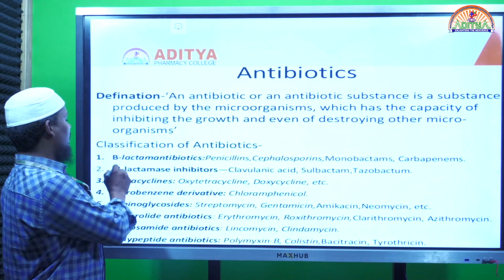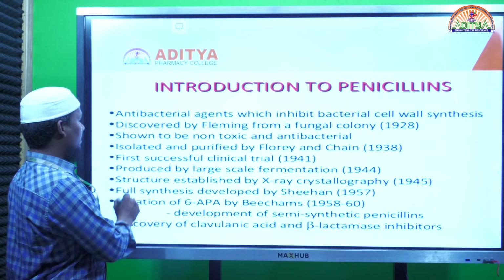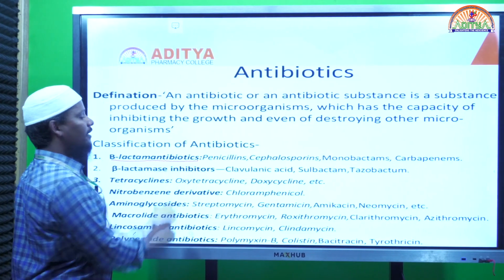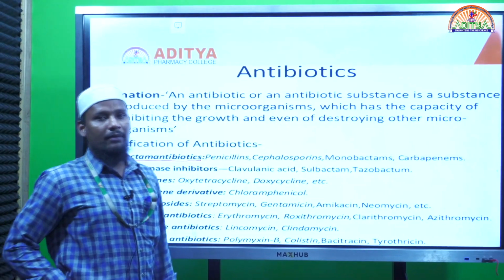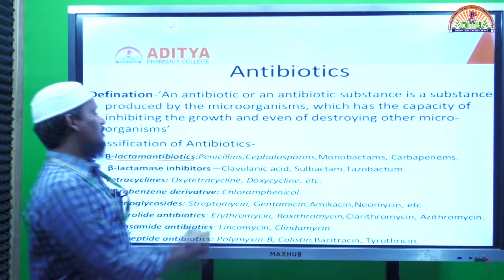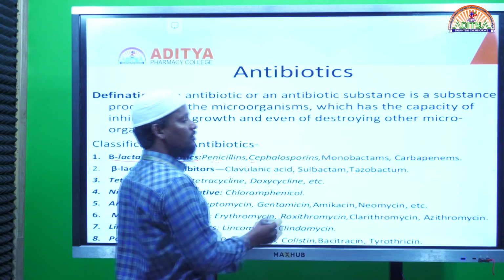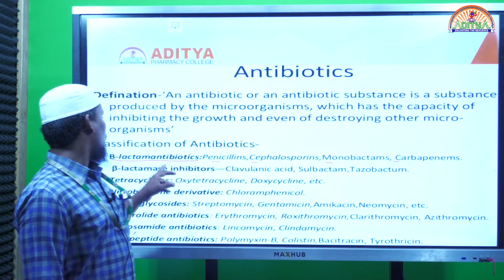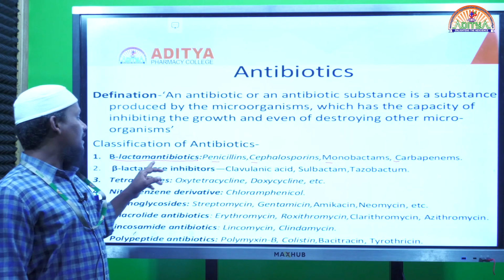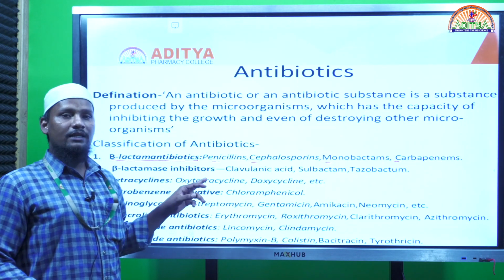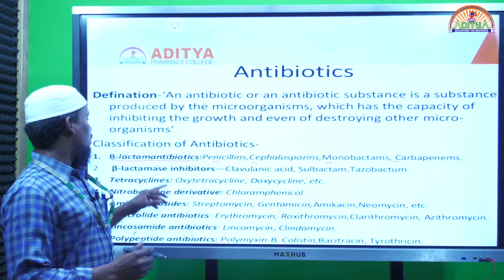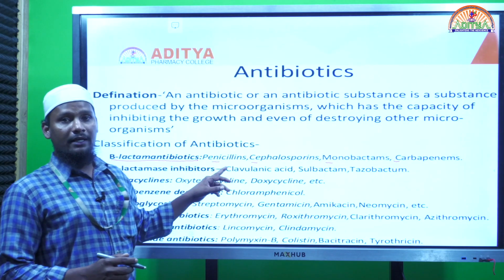In that, the first one is beta-lactam antibiotics. In the beta-lactam antibiotics, there are various classes. Those are penicillins, cephalosporins, monobactams, and carbapenems. So why it is called beta-lactam? Because beta-lactam antibiotics contain a 4-membered beta-lactam ring. So that's why they are called beta-lactam antibiotics.